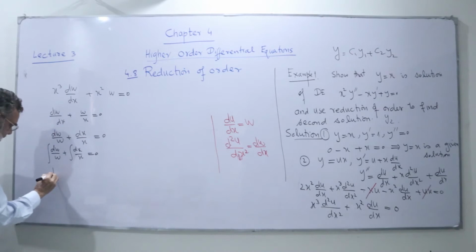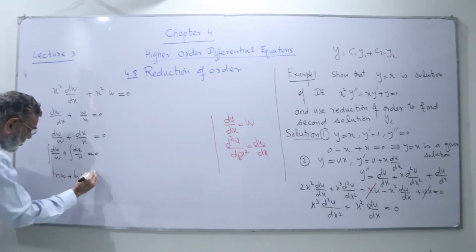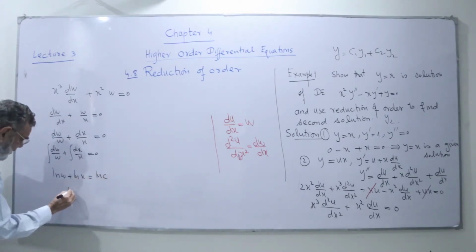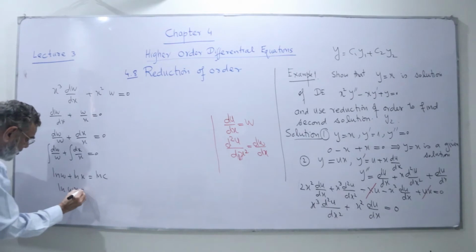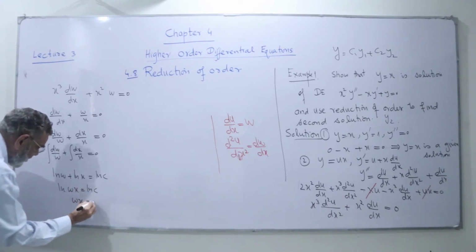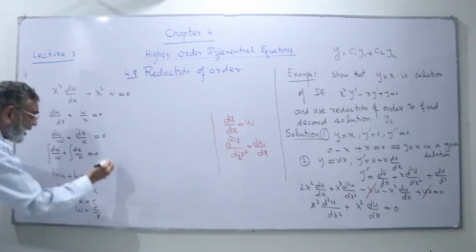The result I will get is ln of w plus ln of x is equal to ln of c. So we get ln of wx is equal to ln of c. I'll get wx is equal to c, or w is equal to c upon x. So I get the value of w.